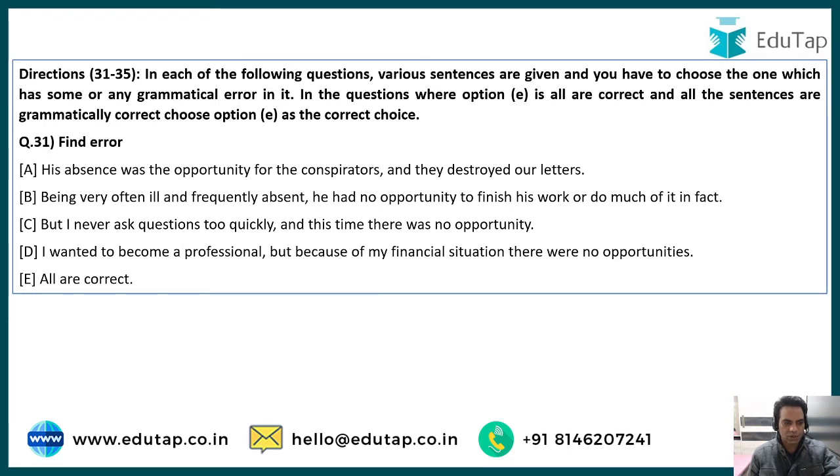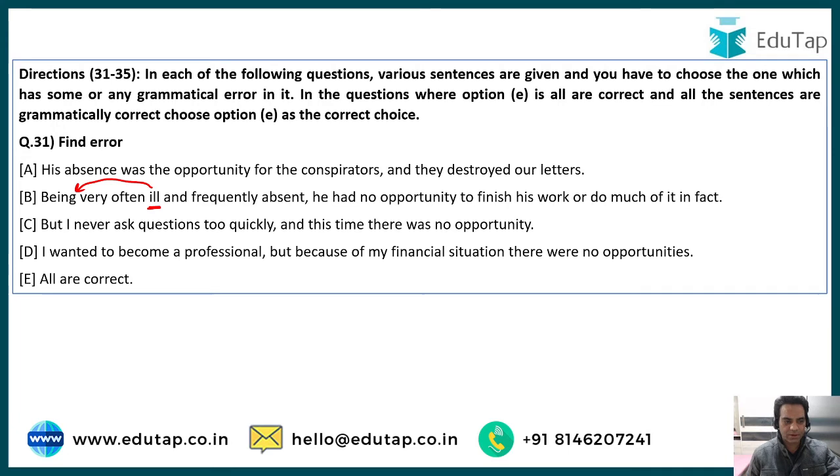His absence was the opportunity for the conspirators and they destroyed our letters. Okay. Being very often ill and frequently absent, he had no opportunity to finish his work or do much of it, in fact. Being very often ill or being ill very often. It should not be "being very often ill." See, adverbs are used after the adjective. So it should be "being ill very often and frequently absent." So that is one error I could find.